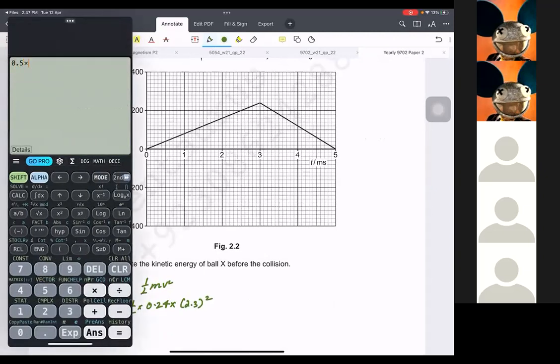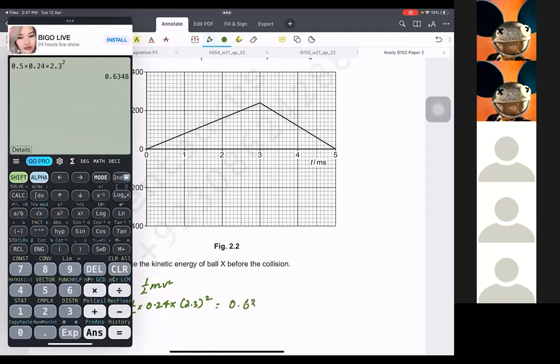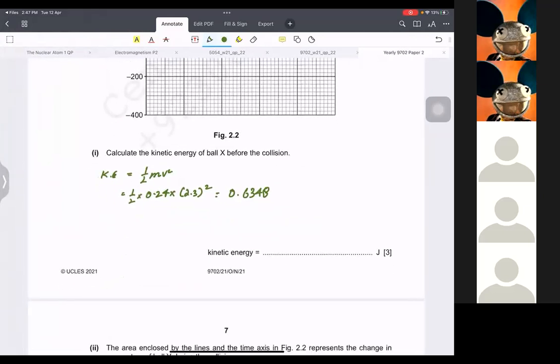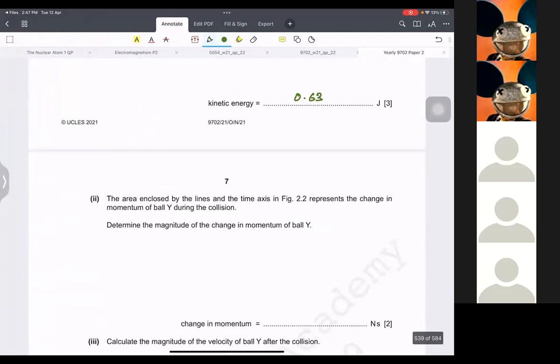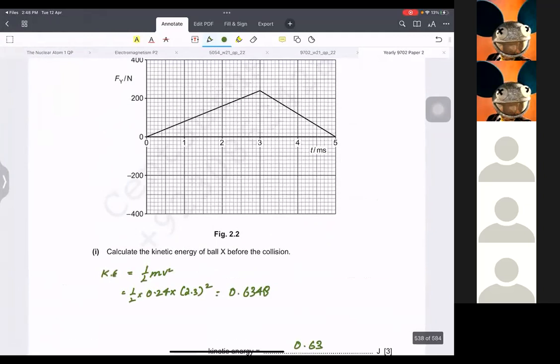Let's just quickly do this. You should basically just write it as 0.63. All right. Now, the area enclosed by the lines and the time axis represent the change in momentum of ball Y during collision. Determine the magnitude of the change in momentum. Now, this is something you guys need to remember. This is a triangle. Now, because force is change in momentum over time, so you know that if I multiply force and time, it is going to give me change in momentum. Multiplication means that this is talking about all the area under the graph. This is how we multiply, right?